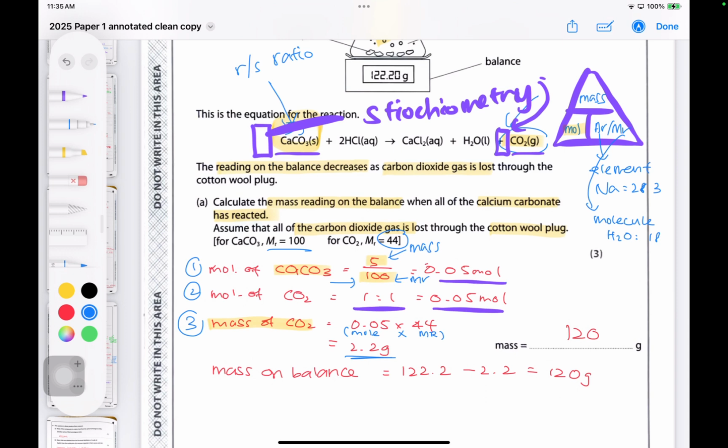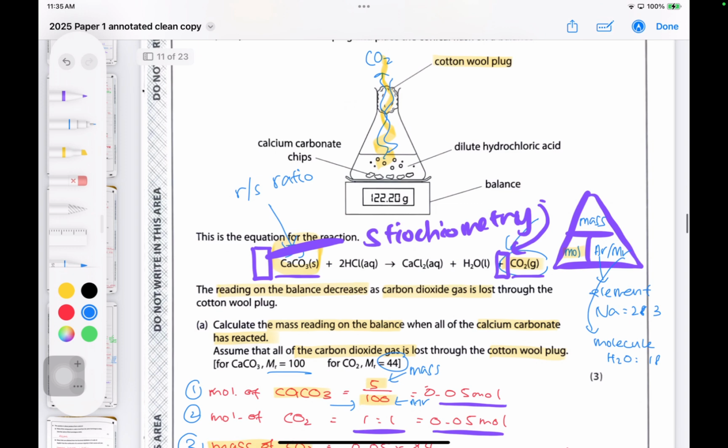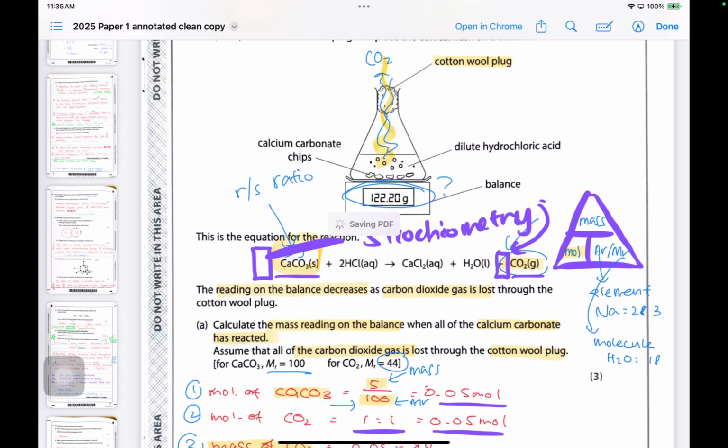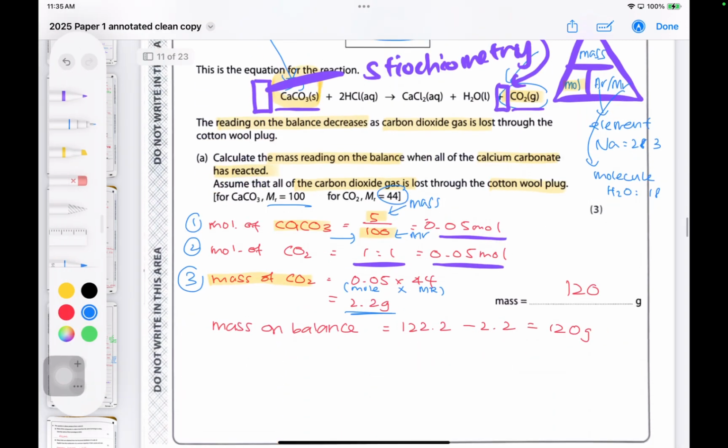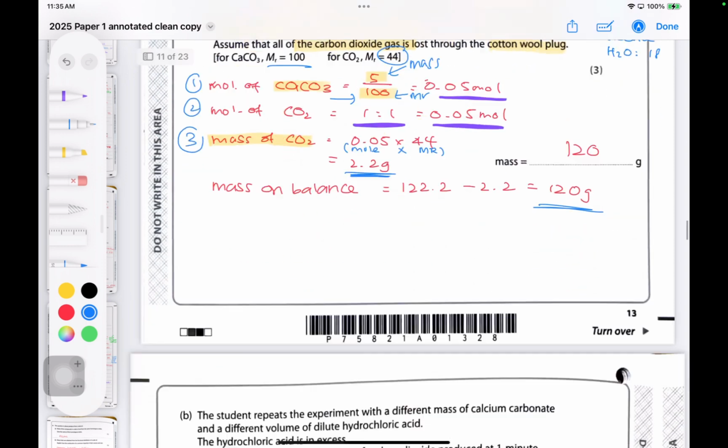That means 2.2 gram is lost through the escaping of carbon dioxide. So then, what is the remaining mass that is left on the balance? It's very simple. You just use whatever number that you see on the balance right now, which is 122.2, and you minus that 2.2 gram, and you end up with a very nice number of 120. Sometimes when the number is so nice, it's almost like I definitely get this question right, isn't it? Okay, so there's 3 marks there.